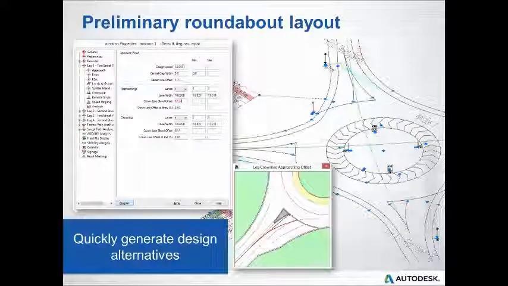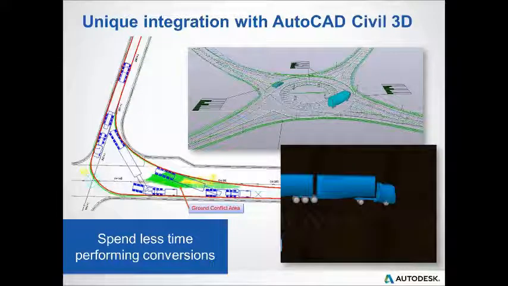And then again, unique integration with Civil 3D. If I use a specific vehicle, it has intelligence in reference to snapping to a corridor model. So we'll take a look at some of those things. And clearly you can see here we can do design checks for ground conflicts. So spend less time performing these conversions from multiple modules. Again, everything comes straight with Autodesk Vehicle Tracking.